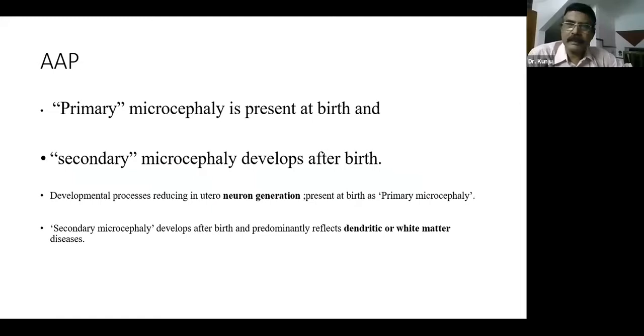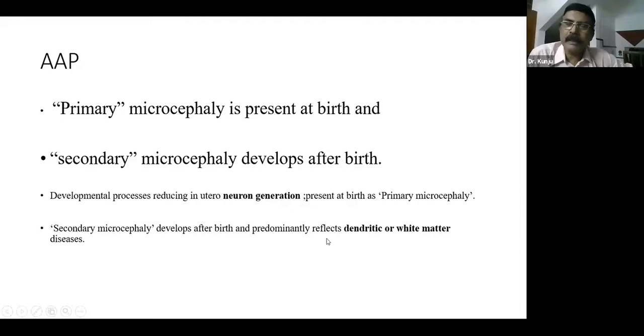In the other classification, we're telling it as microcephaly other than all the genetic disorders, very good. But in this classification, even the secondary microcephaly will involve many genetic disorders, because it is occurring after birth. So a developmental process reducing in utero neurogenesis, present at birth, is called primary microcephaly. And secondary microcephaly develops after birth and predominantly reflects dendritic or white matter disorder. So that means most of the time it may be a progressive microcephaly.